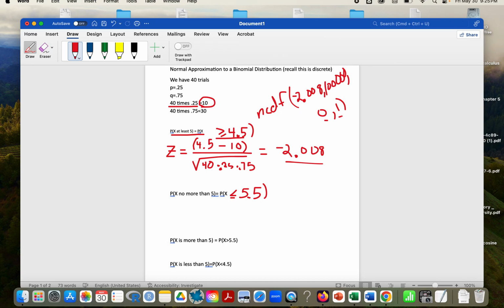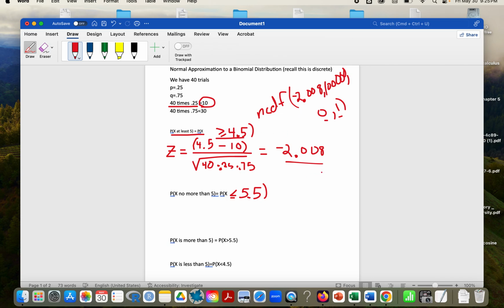Now, I'll just run that real quick. So second vars, normal CDF, negative 2.008, and then the upper is 1 with a lot of zeros. Our mean is 0, and our standard deviation is 1. We go to paste, and we hit 1, and we're at about 97% probability.